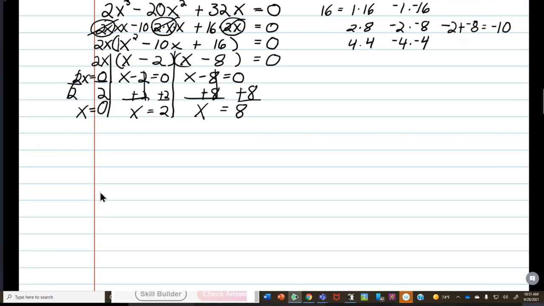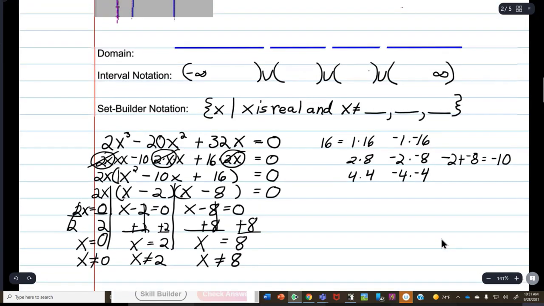So these are the three numbers that will cause the denominator to equal 0. The three values of X that will cause an explosion. So I have to make sure I say X cannot equal 0, X cannot equal 2, and X cannot equal 8. And now I know exactly the numbers to use up here.